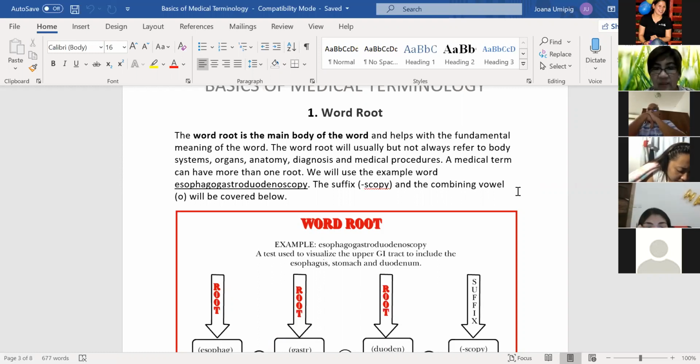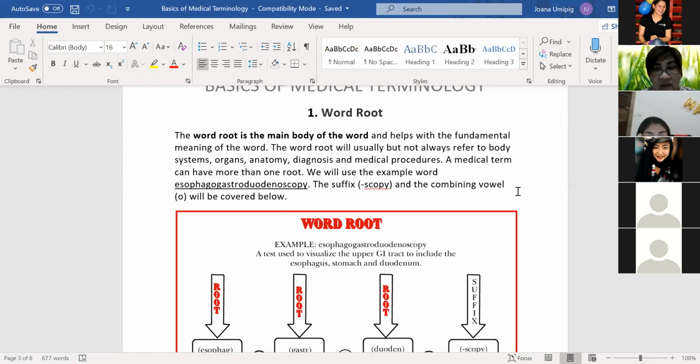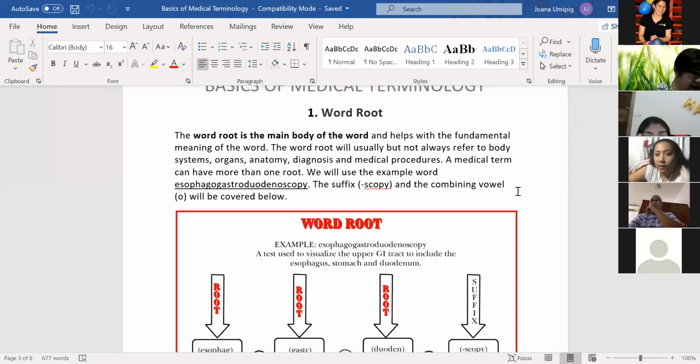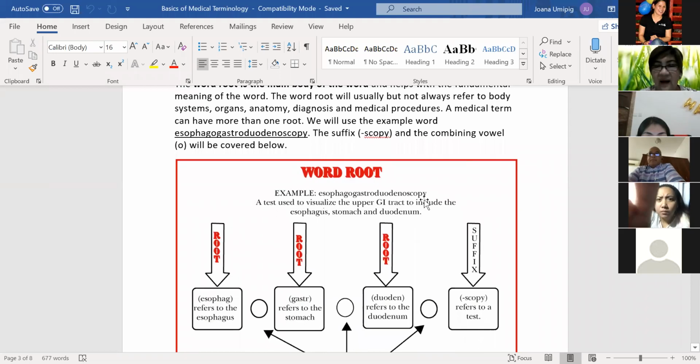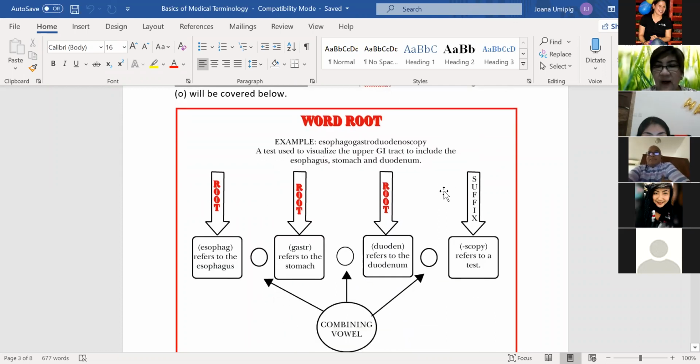We will use the example word. Imaginein mo to, kung gaano kahaba ito, esophagogastroduodenoscopy. Imagine how long it is na meron siyang root word na pinagdugtong-dugtong. Yung, if you can see this example is the suffix or scopy. Okay? And the combining vowels O will be covered below. Ito yon. Ito yung example.